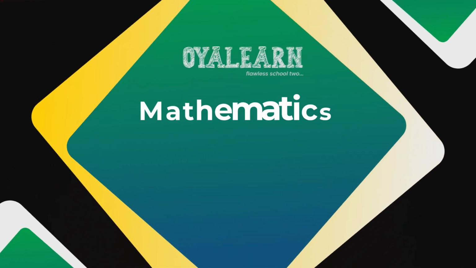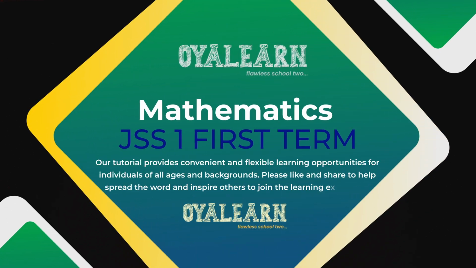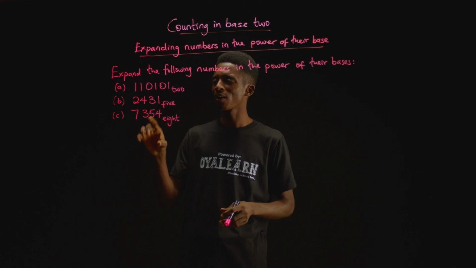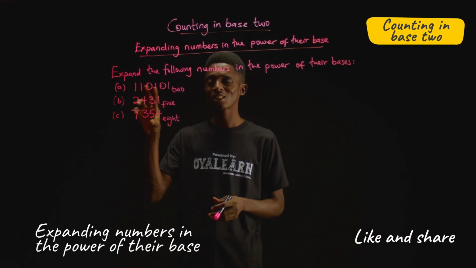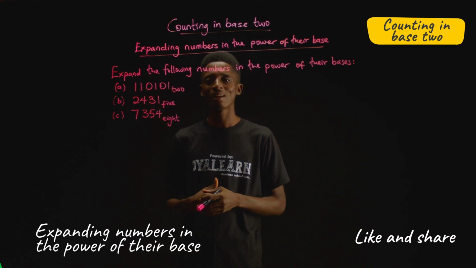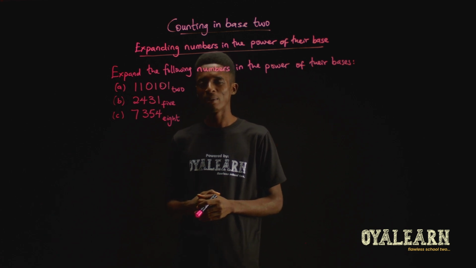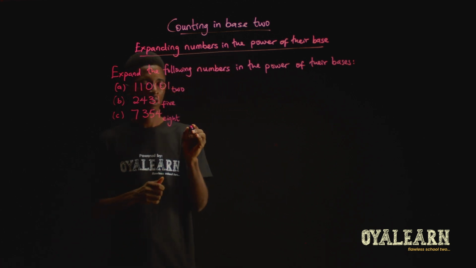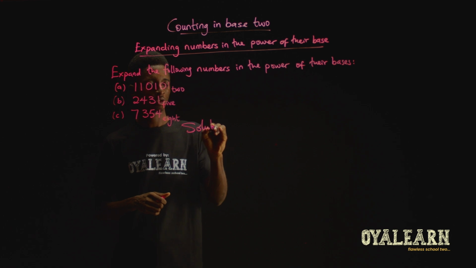Now that we know how to count in base 10 and in base 2, let us now show the value of the individual digits in these numbers by expanding them by the power of their base. Solution.